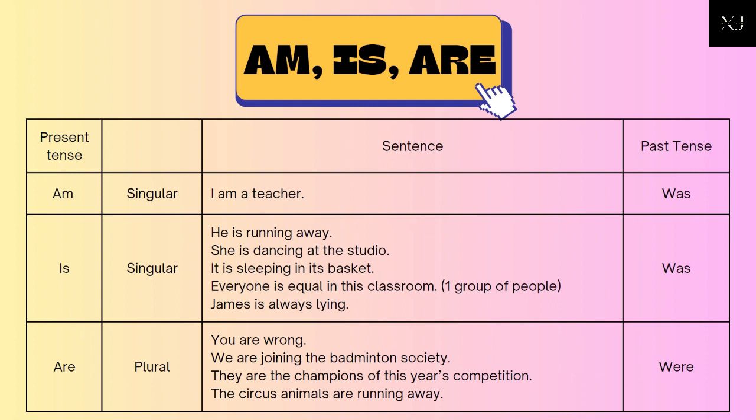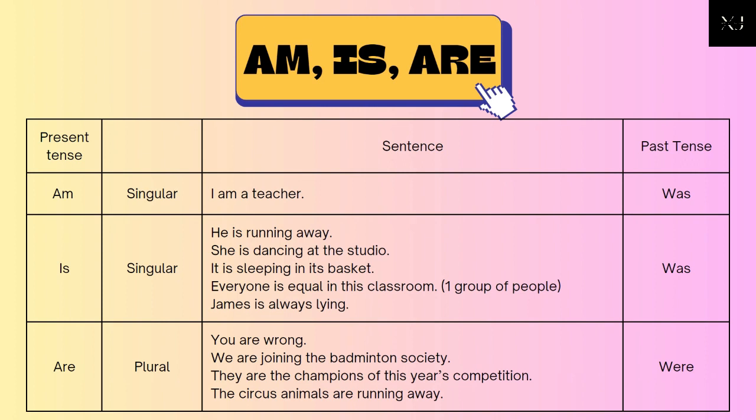Okay, next thing that we are going to be looking at is am, is, and are. Let's look at the present tense first. Am and is are for singular things, one thing only. But who can use am? Only I can use am. I am a teacher.